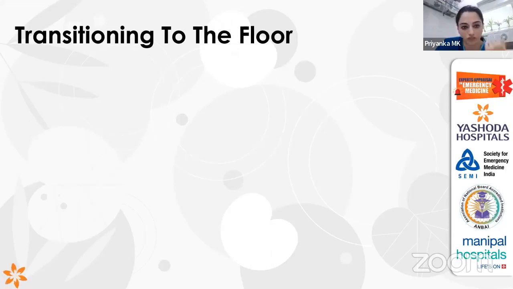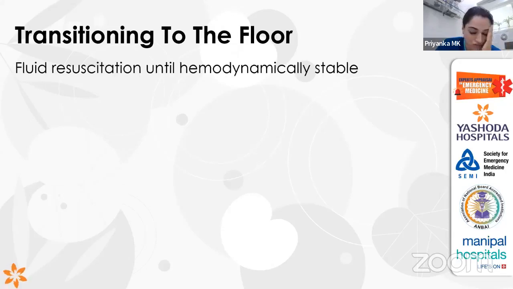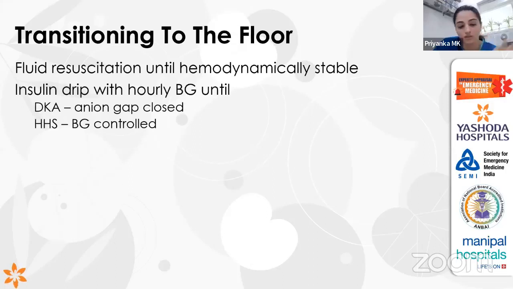Transitioning to the floor. So fluid resuscitation should be continued till the patient is hemodynamically stable. When would you stop the insulin drip? In a DKA patient, you will stop the insulin drip when the anion gap is closed and when the ketosis is resolved. In HHS, you will stop it when the blood glucose levels are controlled.